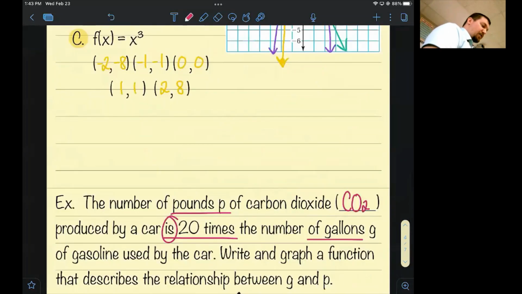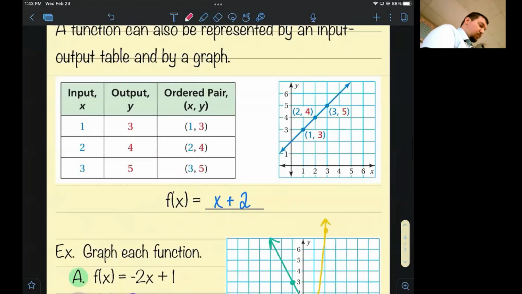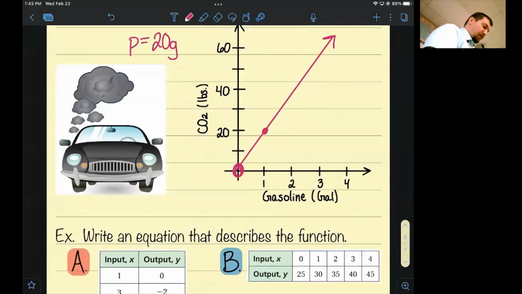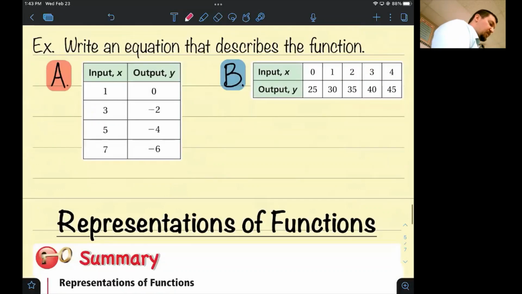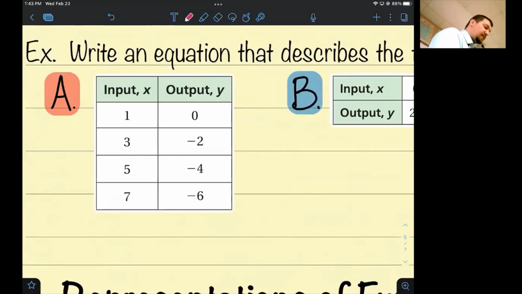So we can write a function from an equation. We can write it from a table. We can write it from words. We can write it from more tables, I guess. So now it says write an equation that describes the function. Let's see if this is linear or not.